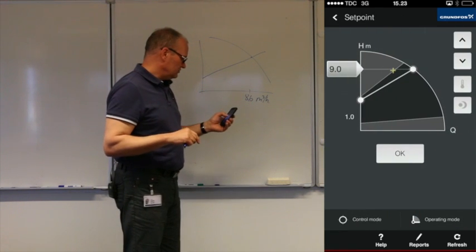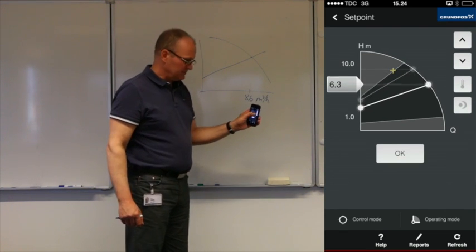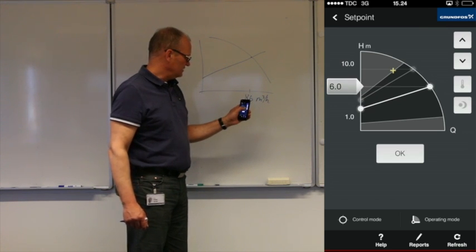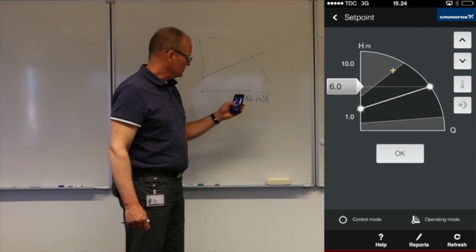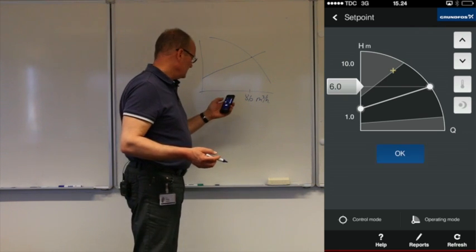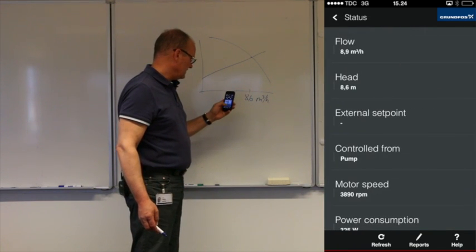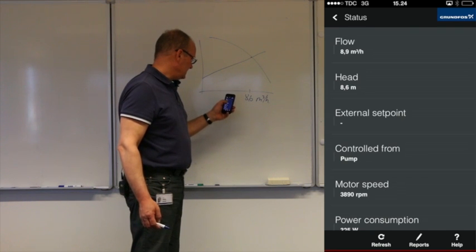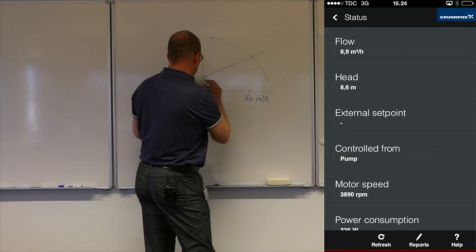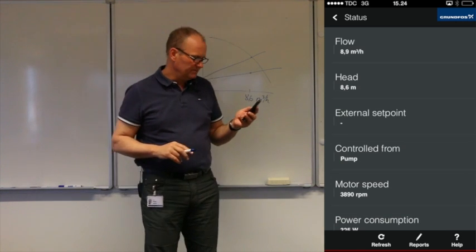So what I would like to do then is to lower my set point, which I can do quite easily just by my thumb here, reducing the set point, for instance, to become 6 meters water column. What would then happen with the flow? So I said okay, and I go back, and again I check the status. And in this case it seems to still be maintaining the 8.6 cubic meter per hour.